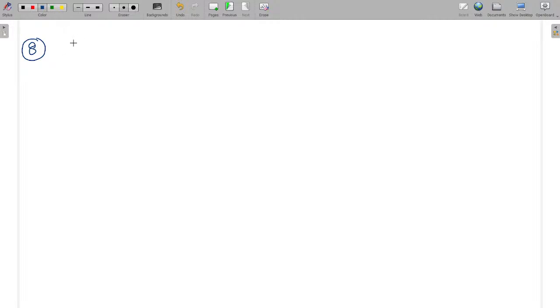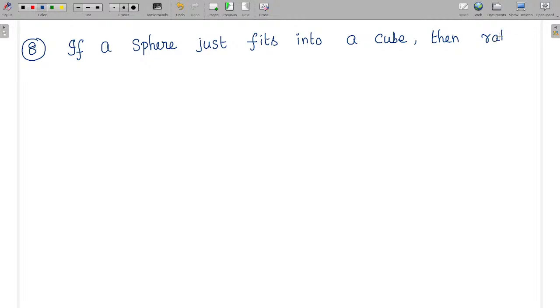It's a very interesting question. If a sphere just fits, that means the sphere is actually inscribed into a cube. That means a sphere was kept totally in a cube. Then the ratio of their volumes is asked.